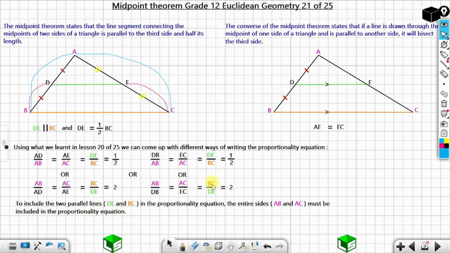So in conclusion, DE is equal to half of BC, or BC is equal to 2 times DE. So we are done.